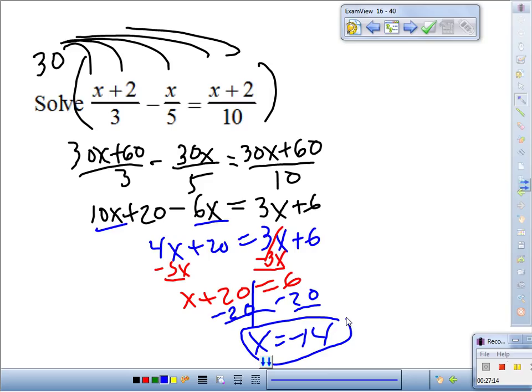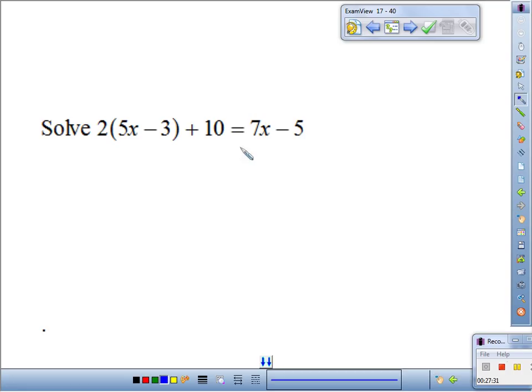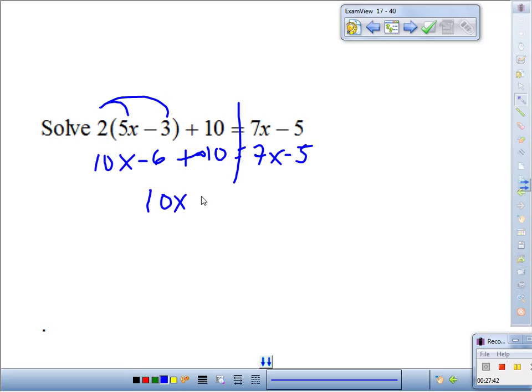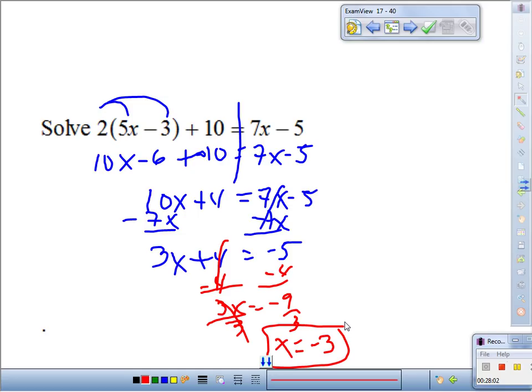Good. Let's go to number 17. Line down the equal sign. Distribute 10x minus 6 plus 10 equals 7x minus 5. Combine like terms. 10x plus 4 equals 7x minus 5. Minus 7x minus 7x. 3x plus 4 equals negative 5. Minus 4 minus 4. 3x equals negative 9. Divide by 3. X equals negative 3. And have you got that? Okay, good.